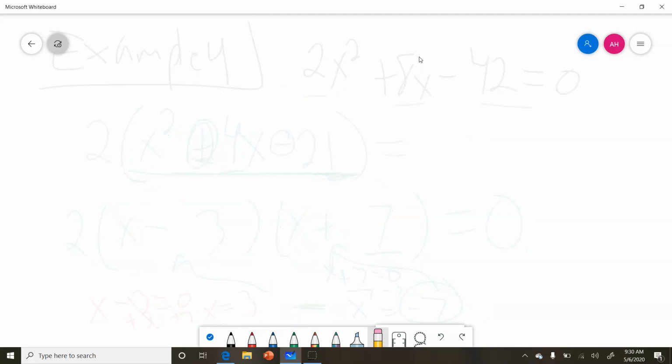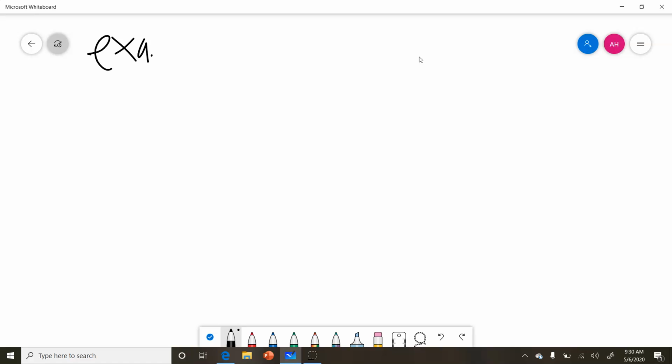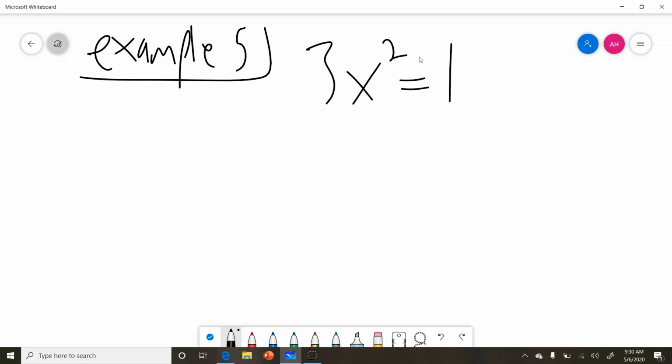Okay, let's keep going here. Let's do example 5. So I'm doing all the examples in the book because you can follow along. So this one, you can solve this one two ways. I'll show you the easy way, which is not the way the book did it.